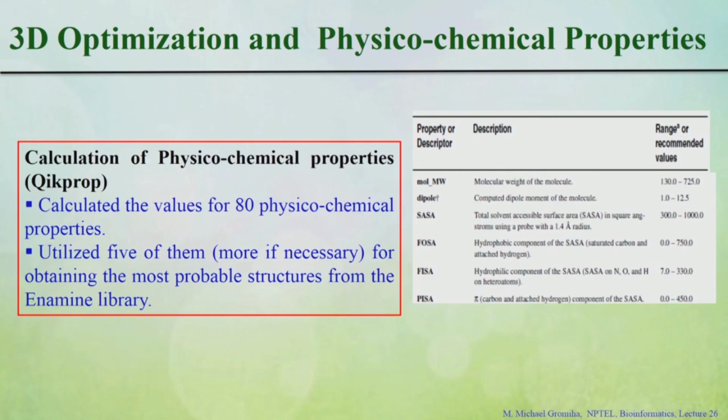Once the ligands are prepared, then we can use them for calculating the physicochemical properties. For example, in this program QikProp, they calculate more than 80 physicochemical properties. For example, molecular weight, dipole moment of the molecule, accessible surface area, and the hydrophobic component of this area, hydrophilic component and pi component, and so on. So, they can calculate various properties, more than 80 properties, and among the different properties we can select the best properties which are important for binding, right.